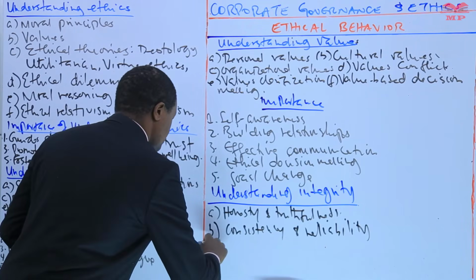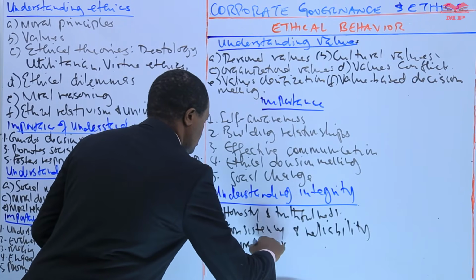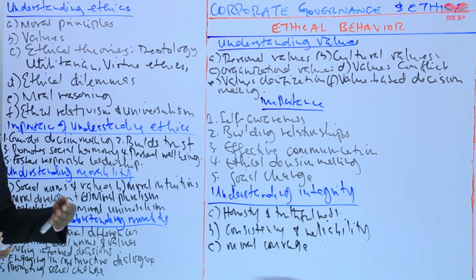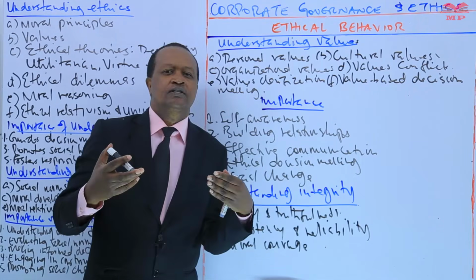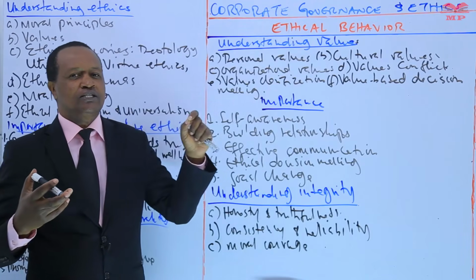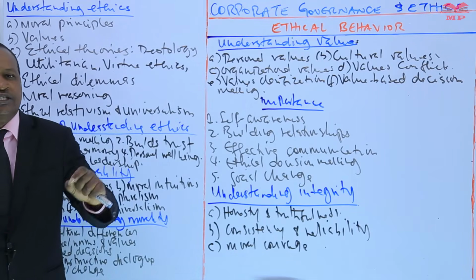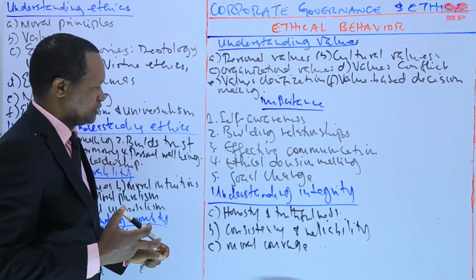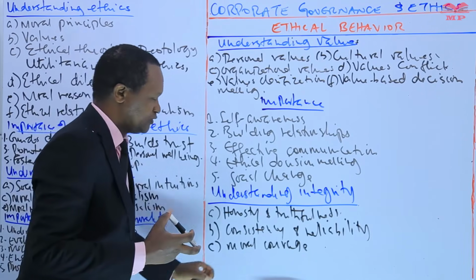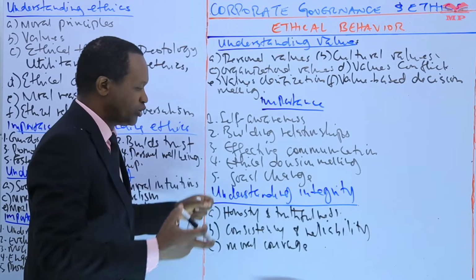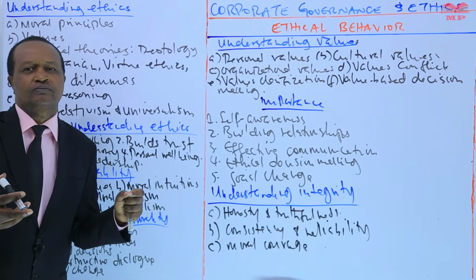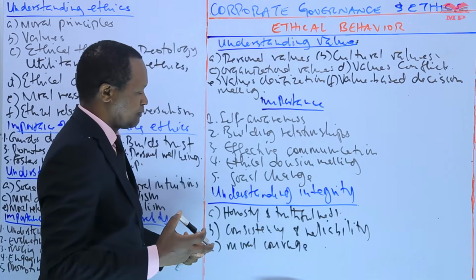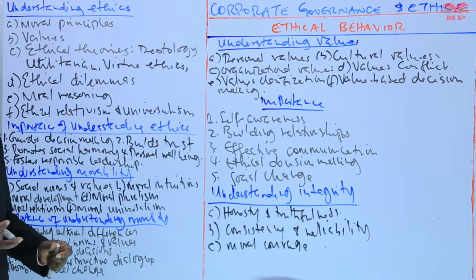There's also the aspect of moral courage. Integrity requires moral courage, which is the willingness to stand up for what is right, even when it is difficult or unpopular. That means resisting pressure to conform to unethical behavior, and speaking out against injustice or wrongdoings. So a man or woman of integrity is one that has the moral courage to stand up and speak for what is right, even when it is unpopular. So moral courage is an aspect of understanding integrity.